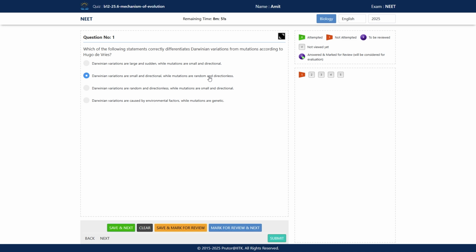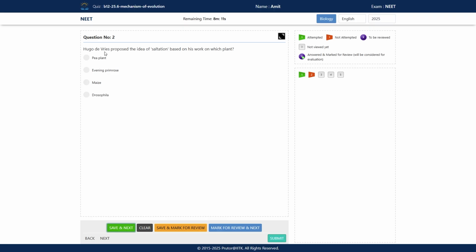Okay, here the correct answer is option number B. So Darwinian variations are small and directional. Only those variations which give survival advantage are selected and inherited by the next generation, so they are directional. Nature is only selecting those traits, those genes, those alleles, those variations which give survival advantage. And mutations are random, they are directionless. Clear?